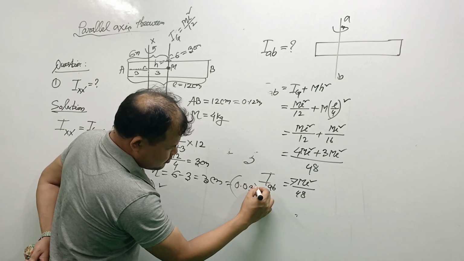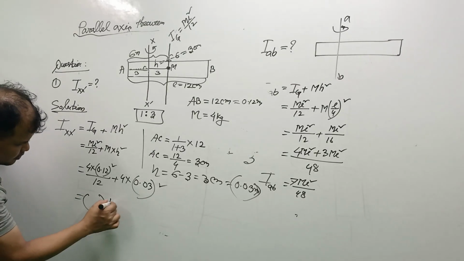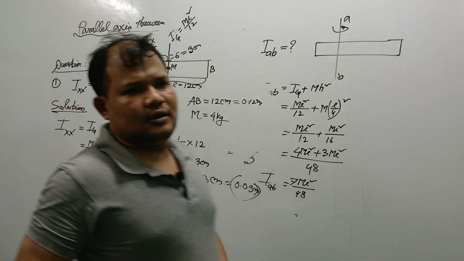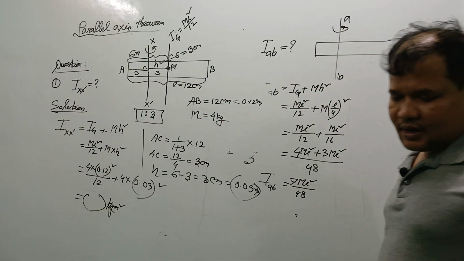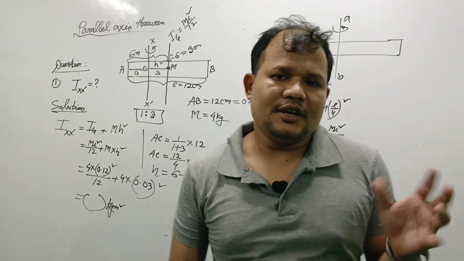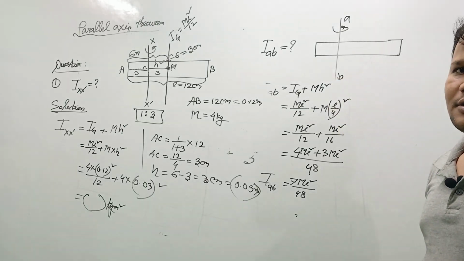Okay, my dear student, you just calculate and get the value of the moment of inertia in case of the x prime axis. My dear student, I think that all of you clearly understand. If you fail to understand any part, then please write your comment in the comment section.